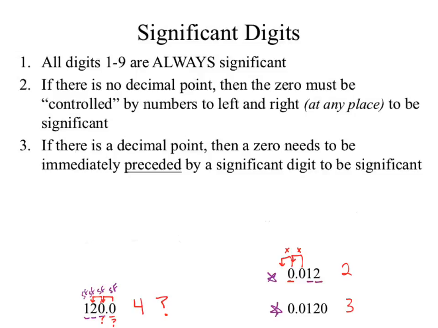Same thing goes down to the next one down, which had 3 significant digits. The first 2 will not count because they don't have a significant digit in front. The 1 and the 2 are significant. We look at the last 0. What is immediately in front of it? A significant digit. That makes that 0 significant, and I have 3 sig figs.